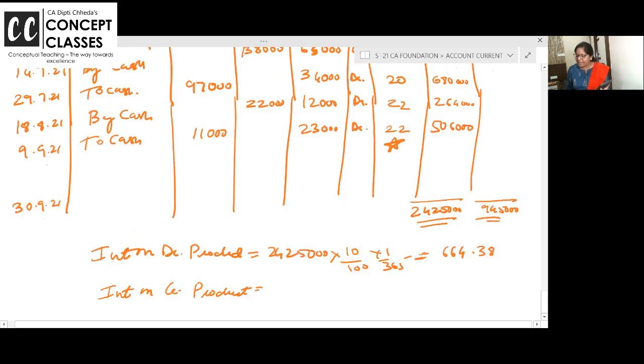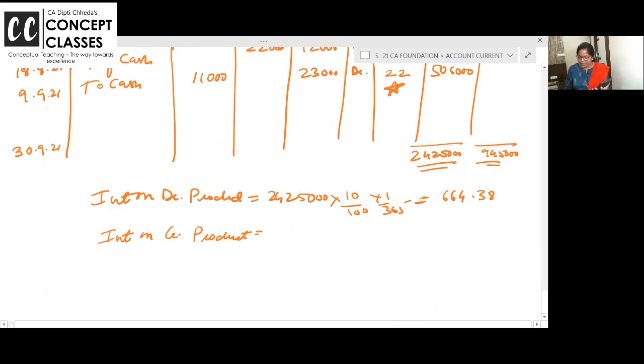Interest on the credit product: 9,45,000, and the credit product pays interest at 8%. Obviously, the bank will take more interest, 10%, and give less interest, 8%. So 9,45,000 into 8% divided by 365 is 207.12.